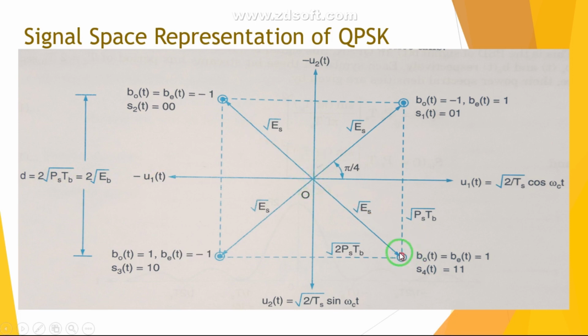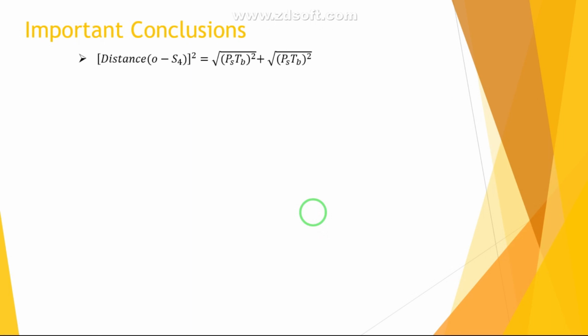The distance of any point from this origin, you can calculate it. And by calculating, you would get the square root of Es, that is nothing but your energy per symbol. So this is your signal space representation, or geometrical representation, of your QPSK. You can write the conclusion from it. You can see over here the phase angles are pi by 4, 3 pi by 4, 5 pi by 4 and 7 pi by 4. So what conclusion can you write from here?